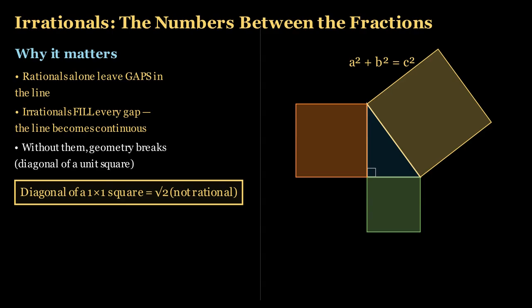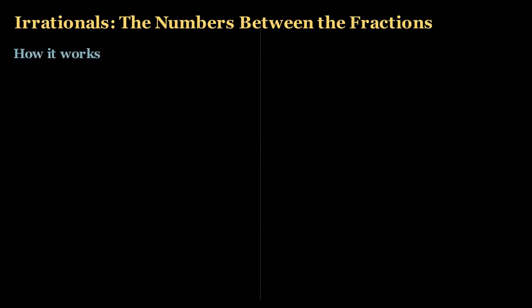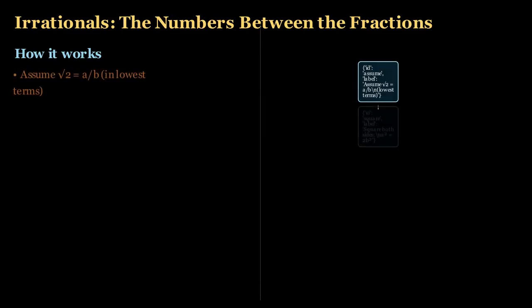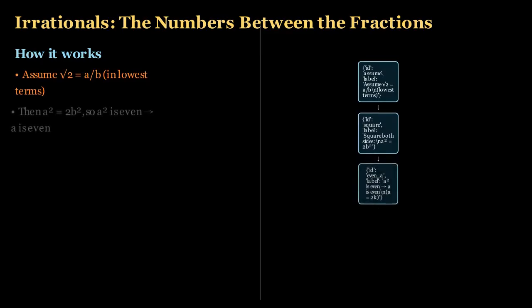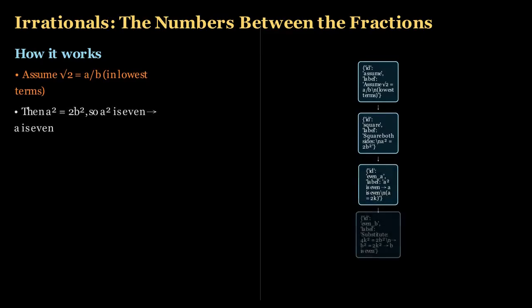How do we know for sure that the square root of 2 is irrational? We can prove it by contradiction. Start by imagining the opposite. Suppose root 2 is a fraction a over b, written in lowest terms, meaning a and b have no common factors. Square both sides to get a squared equals 2b squared. That means a squared is even, which forces a itself to be even. Say a equals 2k, plug that back in, and 4k squared equals 2b squared, so b squared equals 2k squared.